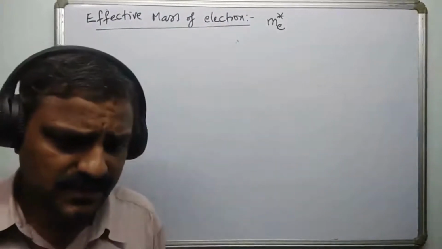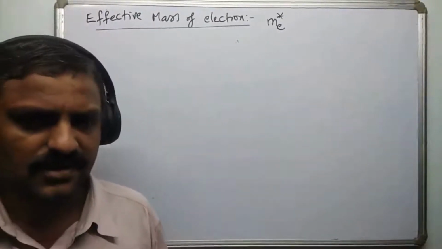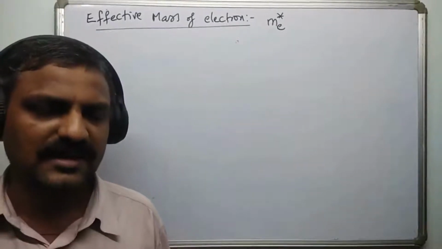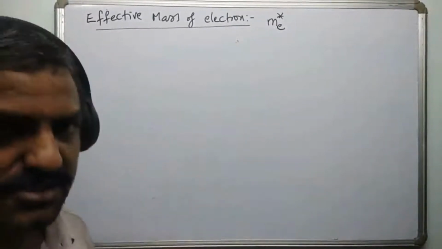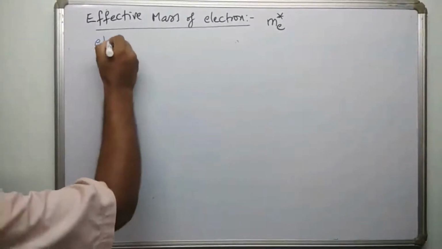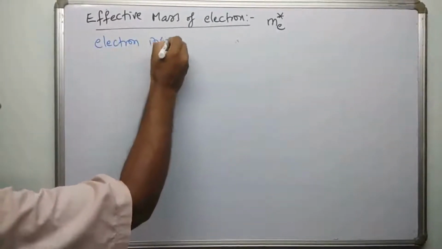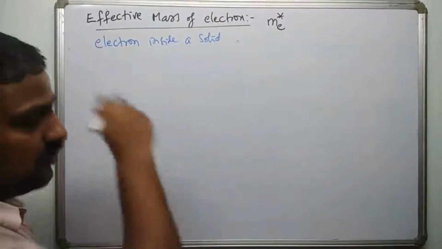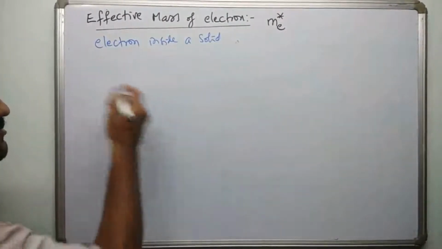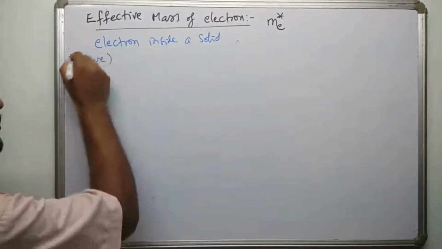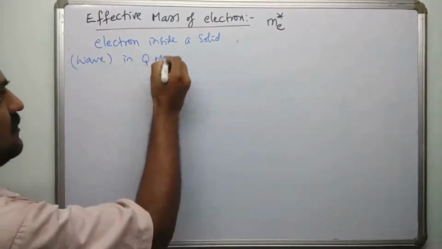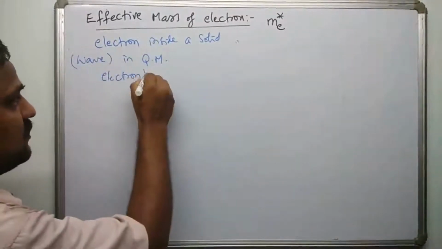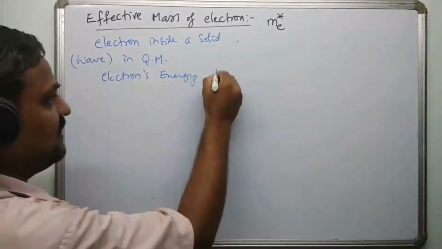You know, in quantum mechanics, the electron is dealt with as a wave, because everything in quantum mechanics is a matter wave. So this matter wave is described in several ways, right? So let me list out certain things. So the electron inside a solid, I am taking this electron as a wave. So if it is represented as a wave in quantum mechanics, right? So electron's energy, total energy, I'll write this as E.